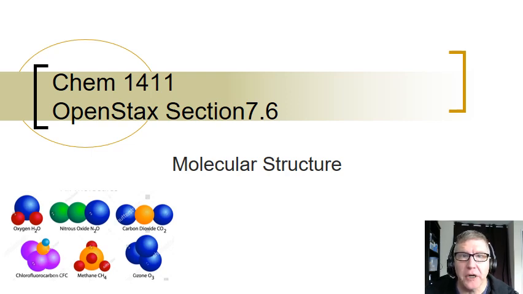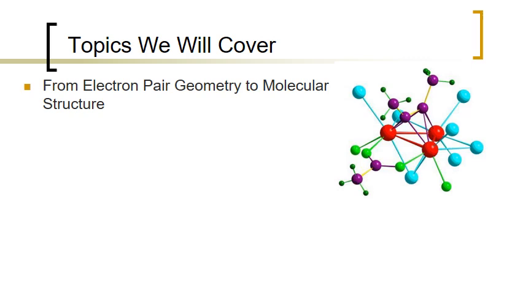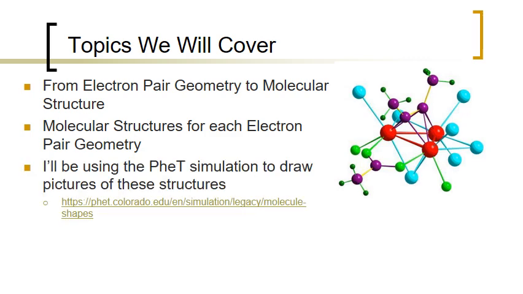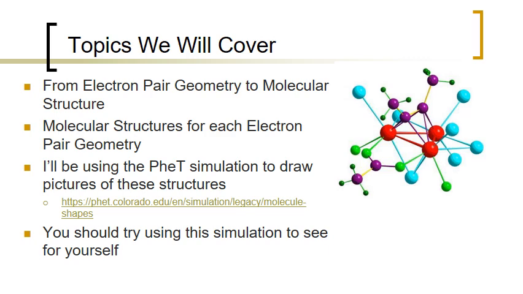In this lesson, we're going to talk about molecular structure from OpenStax section 7.6. What we'll do in this lesson is we'll transition from electron pair geometry from the last lesson to molecular structure here. We'll see molecular structures for each electron pair geometry. Also, I'll be using the PhET simulation to draw pictures of all of these structures. There is the link, it is also in the video folder, and you should use this simulation to see these structures yourself.